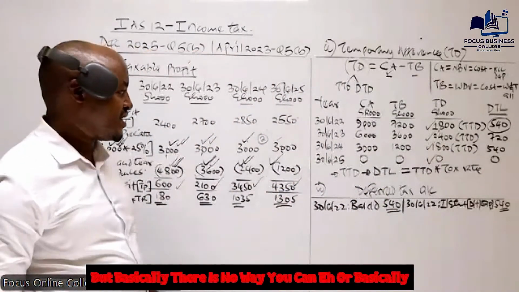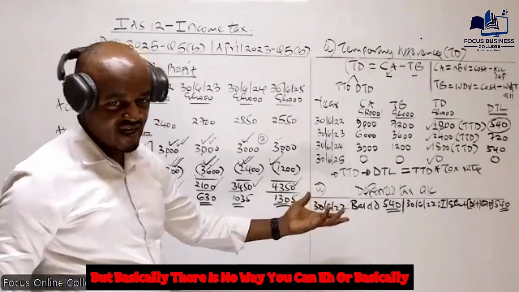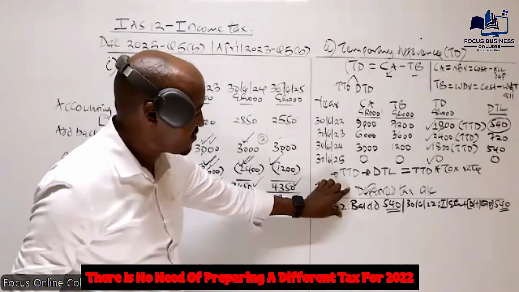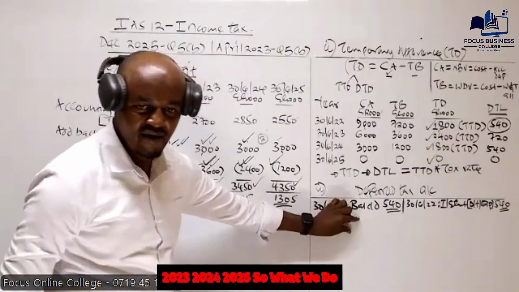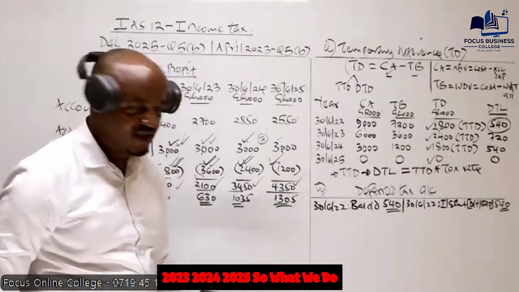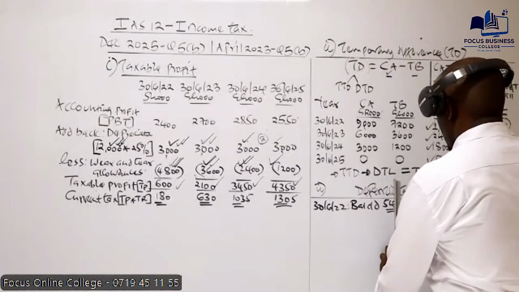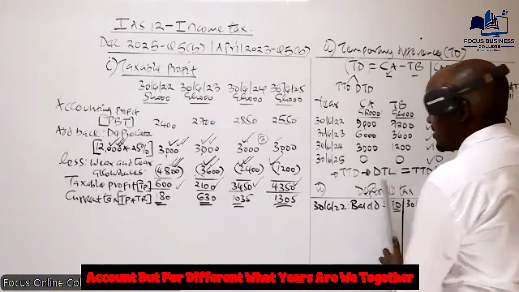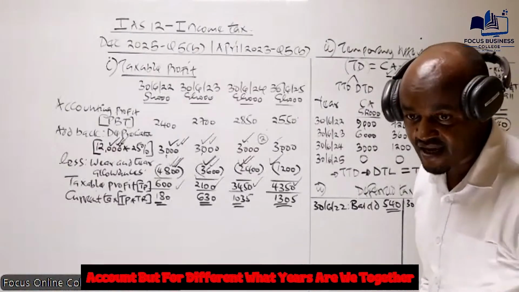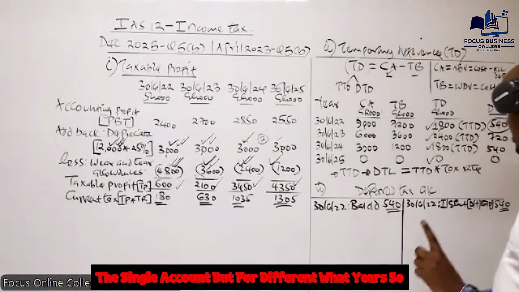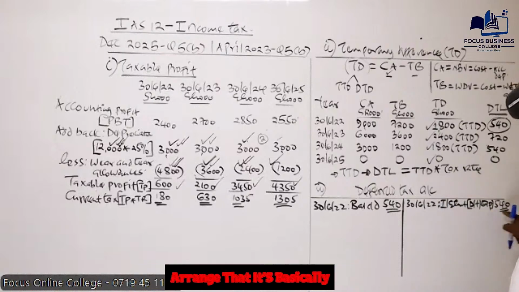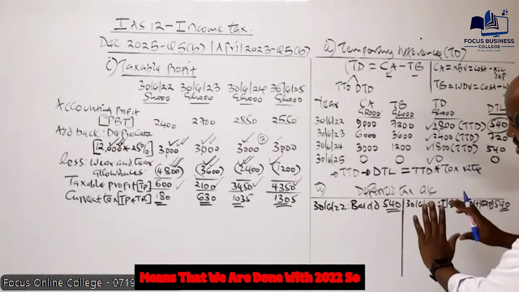But basically there is no need of preparing a deferred tax account for 2022, 2023, 2024, 2025. So what we do, we just prepare this as a single account, but for different years. Are we together? The single account, but for different years. And that's why you have to double underline that. It basically means that we are done with 2022.